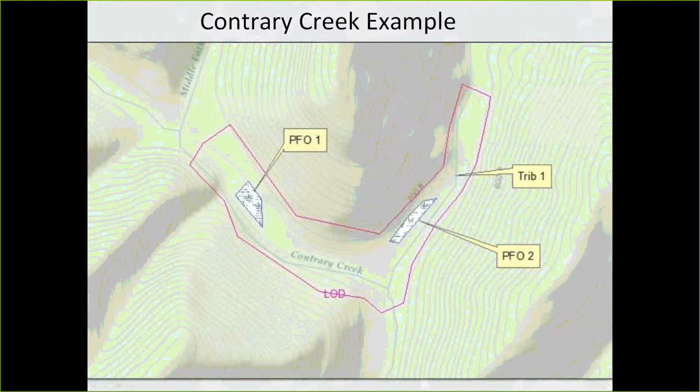Okay, so our first step is identifying our existing waters. In our Contrary Creek example here, we are setting up for a restoration project. We have a perennial stream, Contrary Creek, an intermittent tributary, and 2 forested wetlands within our limit of disturbance, shown in pink. These should be flagged in the field prior to any pre-application meeting with the Corps, MDE, or your state representatives.